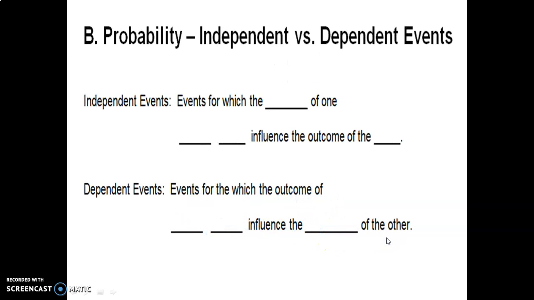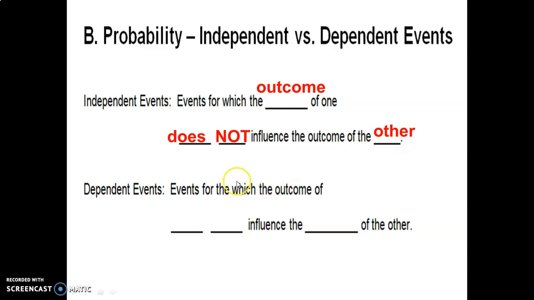Let's define those first. Independent events are events for which the outcome of one does not influence the outcome of the other. For example, let's say there is a 10% chance you will put a hat on in the morning, and then there is an 80% chance your bus will arrive on time. Whether you put your hat on or not has no influence on the probability of your bus coming on time. Those events are independent of one another.